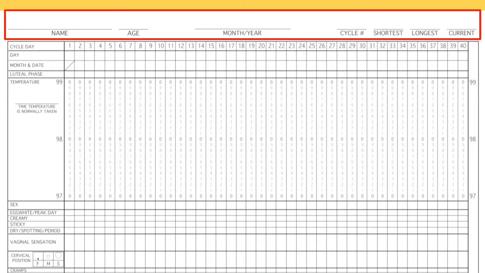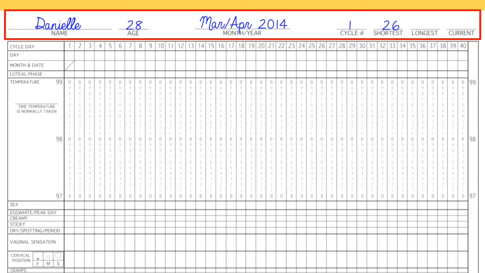At the top of the chart is where you'll put basic information like your name, your age, the month and year, the cycle number, which if you're first starting this month, would be number 1, the shortest of your last 12 cycles, and the longest of your last 12 cycles. And it's okay if you don't know that, you can just leave it blank for now. And then of course the current is for your current cycle length, so for now we'll leave that blank.